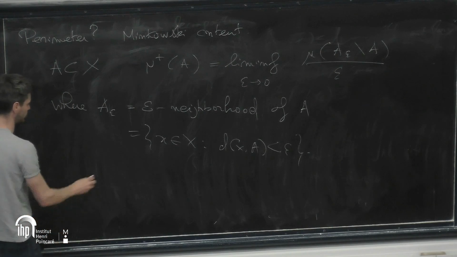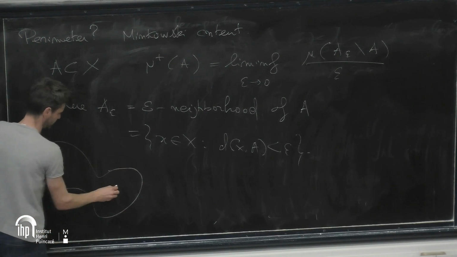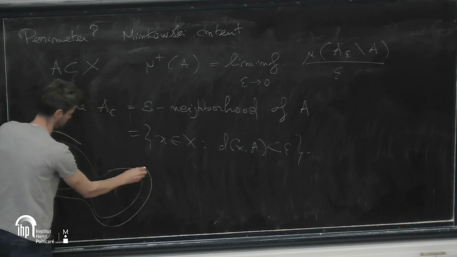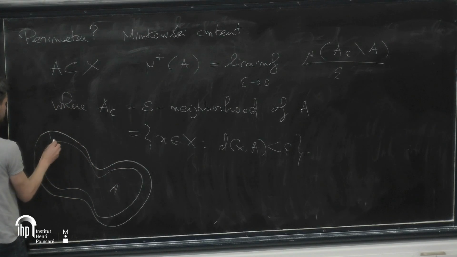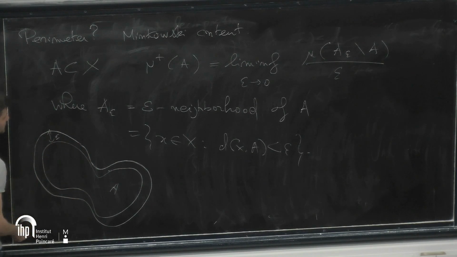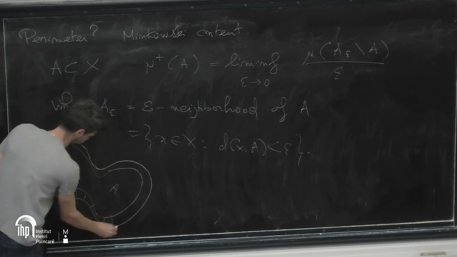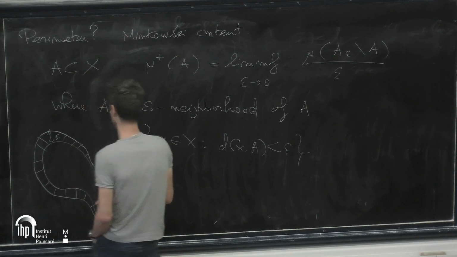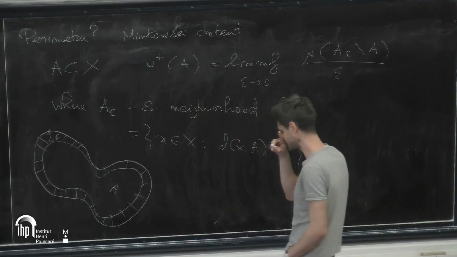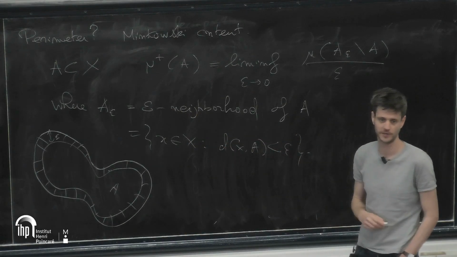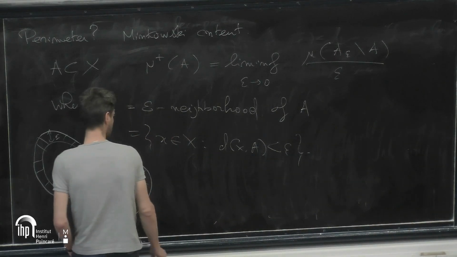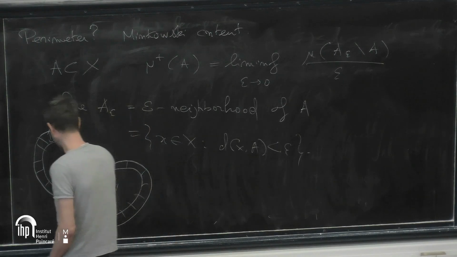Okay, so you have your set A, you enlarge it a bit by some epsilon. Then you subtract A, so you're left with this. And you take the measure of this, and you take the limit as epsilon tends to 0, and I will call that the perimeter. Okay, so this is called the isoperimetric problem.